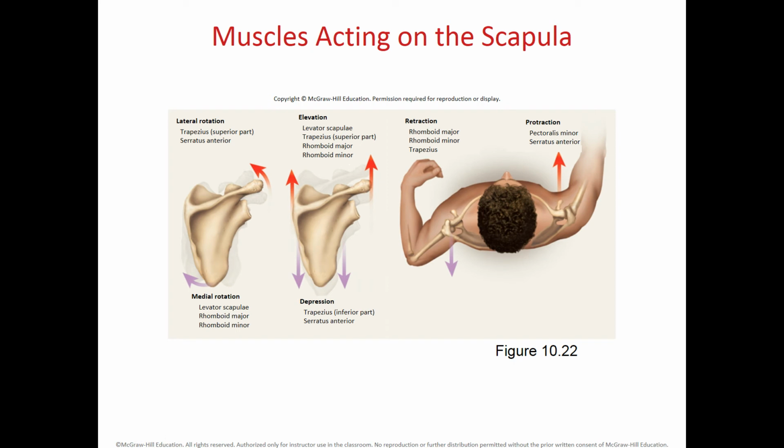Now the muscles that act on the scapula. So we have muscles that produce lateral rotation, like the trapezius and the serratus anterior. The muscles that produce medial rotation, which are levator scapulae, rhomboid major, rhomboid minor. The ones that elevate the scapula, like the levator scapulae, the trapezius, rhomboid major, minor. And then the ones that depress the scapula, like the trapezius, the inferior part, and the serratus anterior. And then we have the retractors, which are the rhomboid major, minor, and the trapezius. And then we have the protractors, which are the pectoralis minor and the serratus anterior.